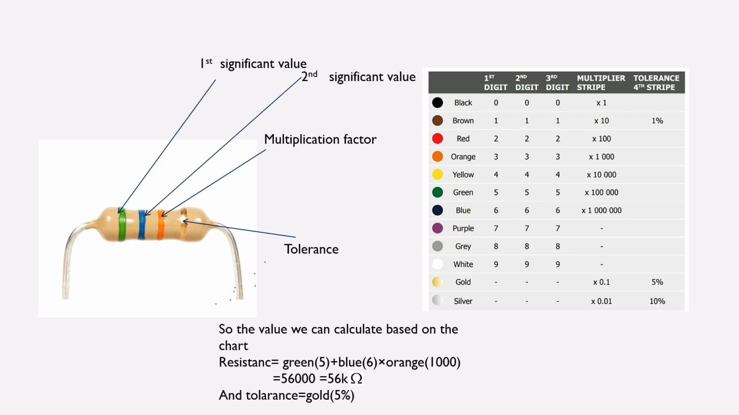So here, the resistance of the resistor: first band is green, so the value is 5. Second band is blue, so the value is 6. Third band is orange, meaning multiply by 1000. Fourth band gold means tolerance of 5%. So the total value is 56 kilo ohms with a tolerance of 5%.